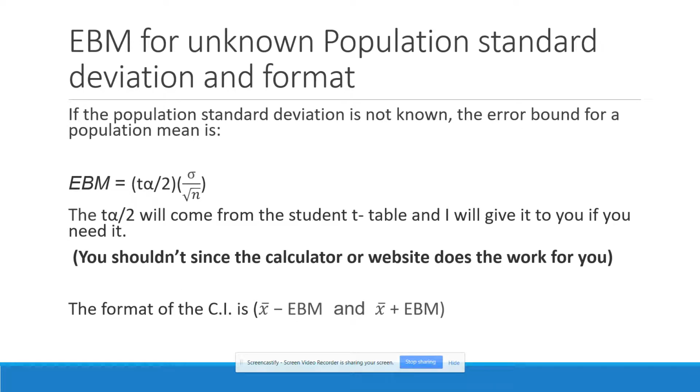So if the population standard deviation is not known, the error bound for the population mean, error bound mean, equals t alpha divided by 2 times the sample standard deviation divided by the square root of n. The t alpha divided by 2 will come from the student t table, and I will give it to you if you need it. You shouldn't have to, since the calculator website does the same thing for you that it did before. So the format is sample mean minus EBM and sample mean plus EBM.